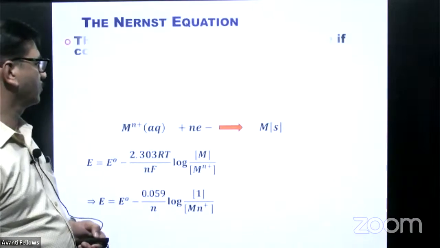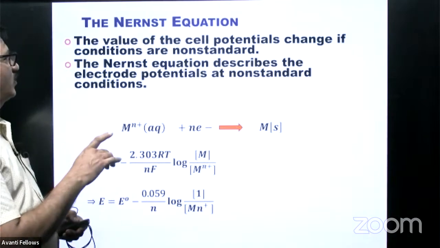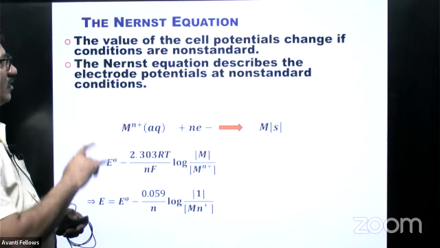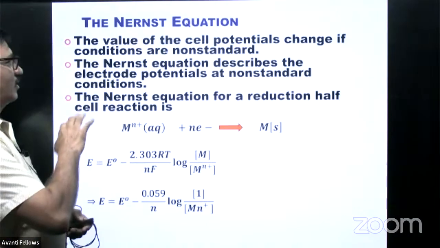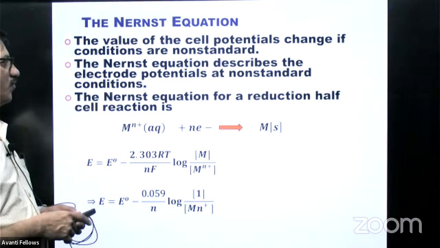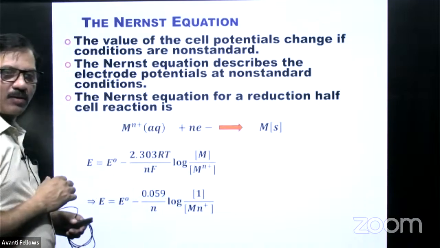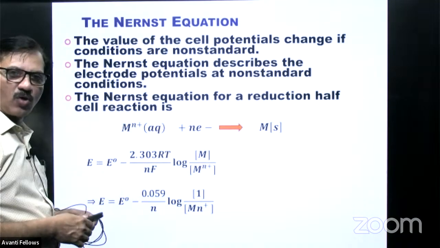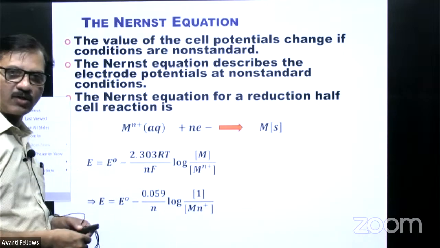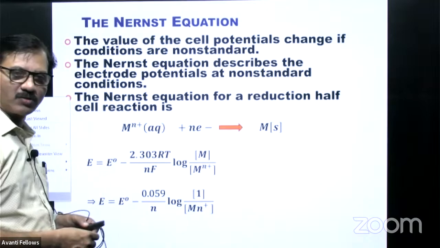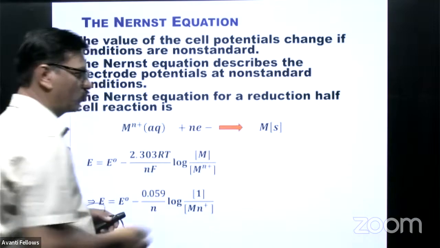Now coming to this, the value of the cell potential changes if the conditions are non-standard. So what are the non-standard conditions? The Nernst equation describes the electrode potential under non-standard conditions. Suppose there is a half cell equation in which a metal in its n plus oxidation state receives n electrons, or gets reduced to solid metal.